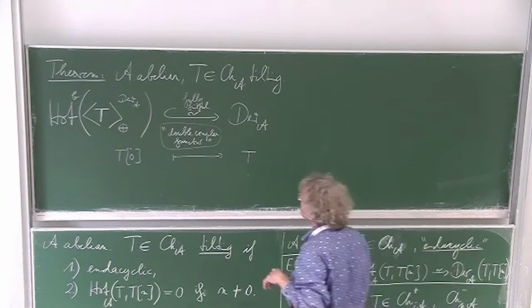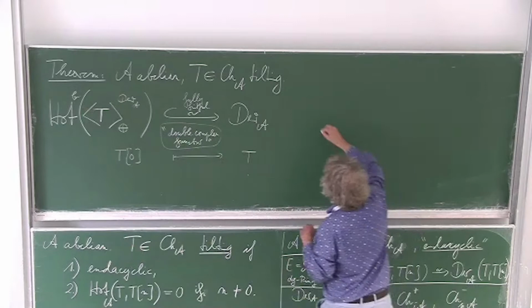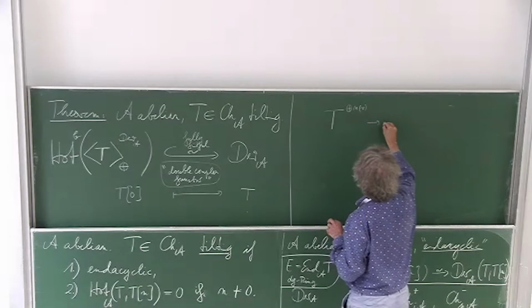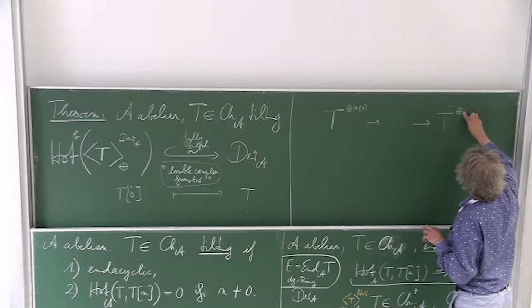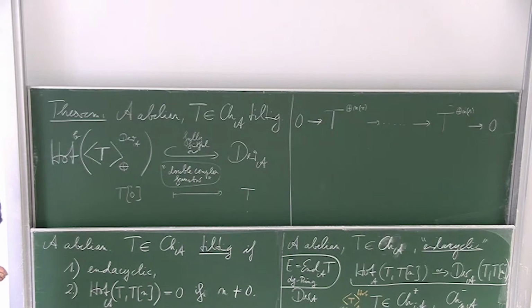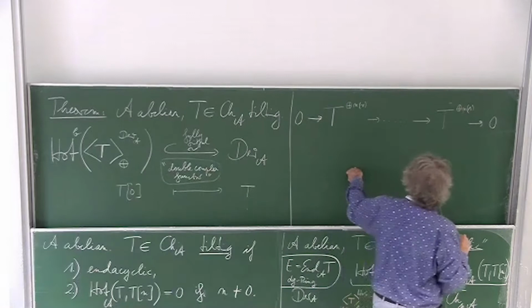I mean, what is an object in here? How could this roughly work? Well, an object in here would be a complex. So here we have T to the direct sum, and R, and then it goes on. In here we have T to the direct sum, and S, and then comes U. Now this is an object in here.